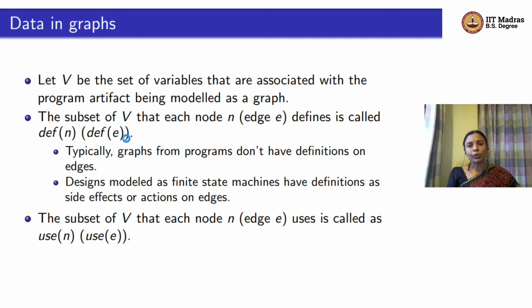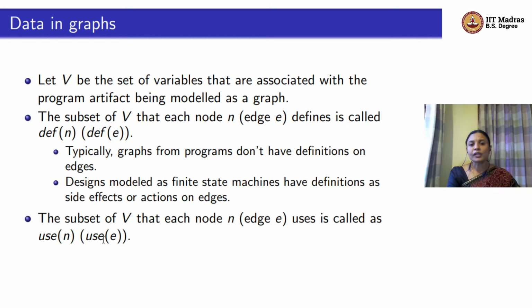Typically, graphs from programs don't have definitions on the edges, because edges represent decision statements, the transfer of control from one statement to the other. So graphs that come from programs, control flow graphs, have definitions mainly only on nodes. They have uses on edges, through decision statements, condition checks, and so on. There are other models where there could be definitions on edges, like finite state machines, which we will see later.